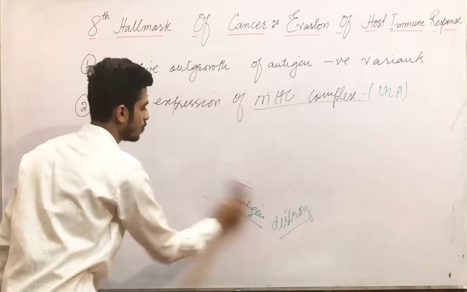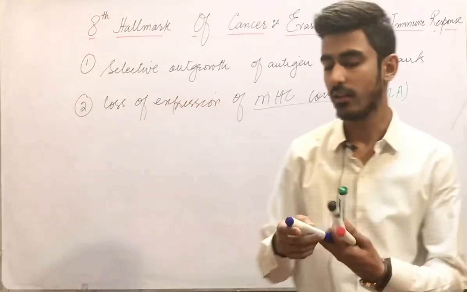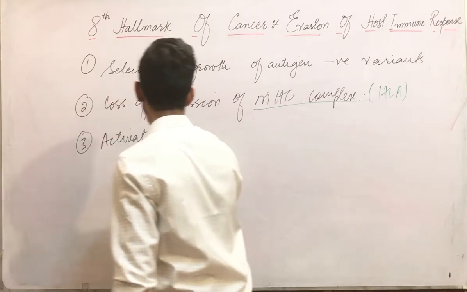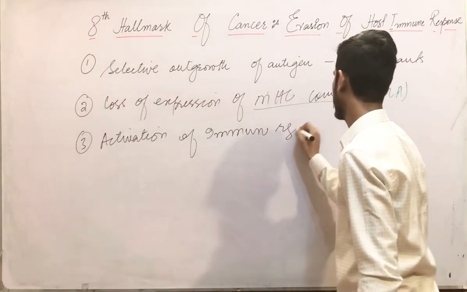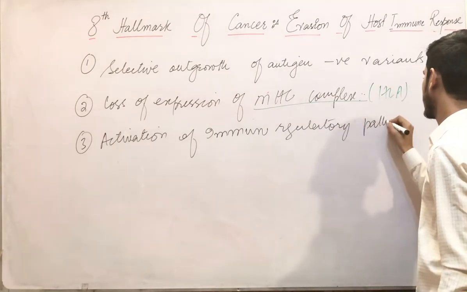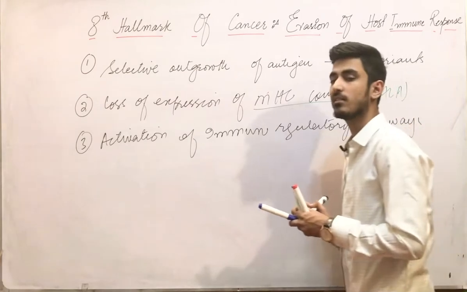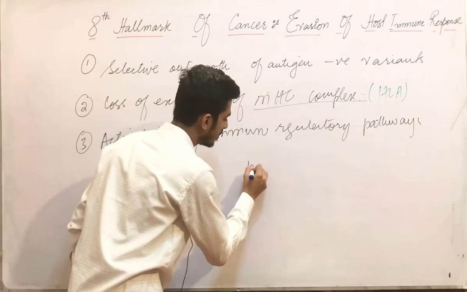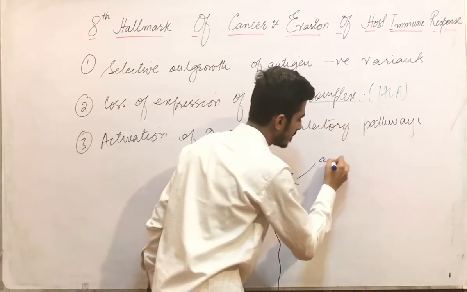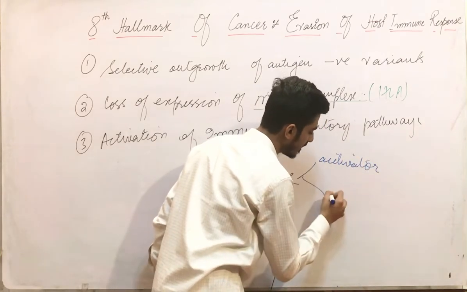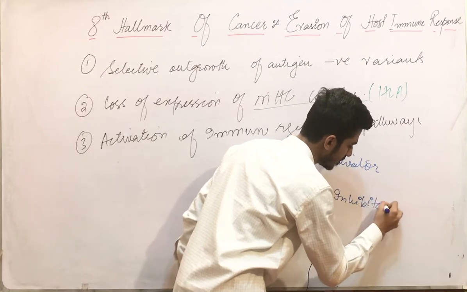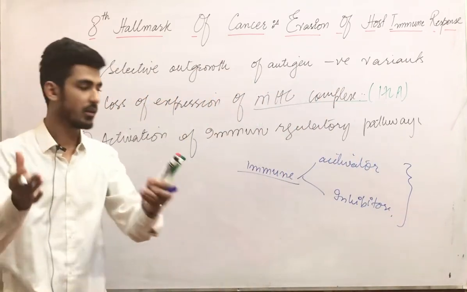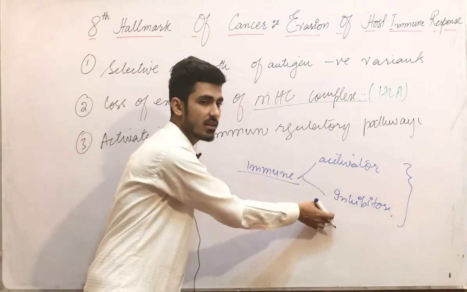Now we are moving on towards our third point, that is the activation of immunoregulatory pathways. Now, first of all I am telling you what normally happens. If we have the immune system, there are certain activators of the immune system and there are certain inhibitors of the immune system. Clear? There is a balance between the activators as well as the inhibitors normally.